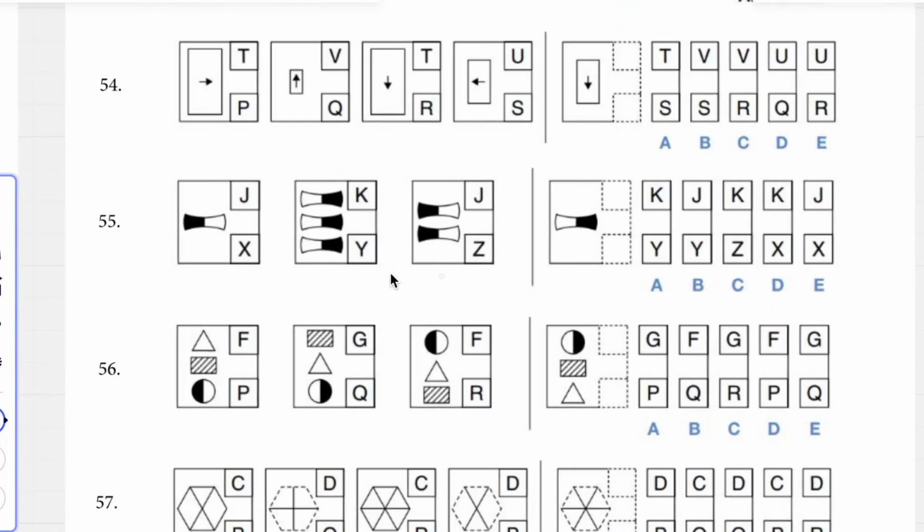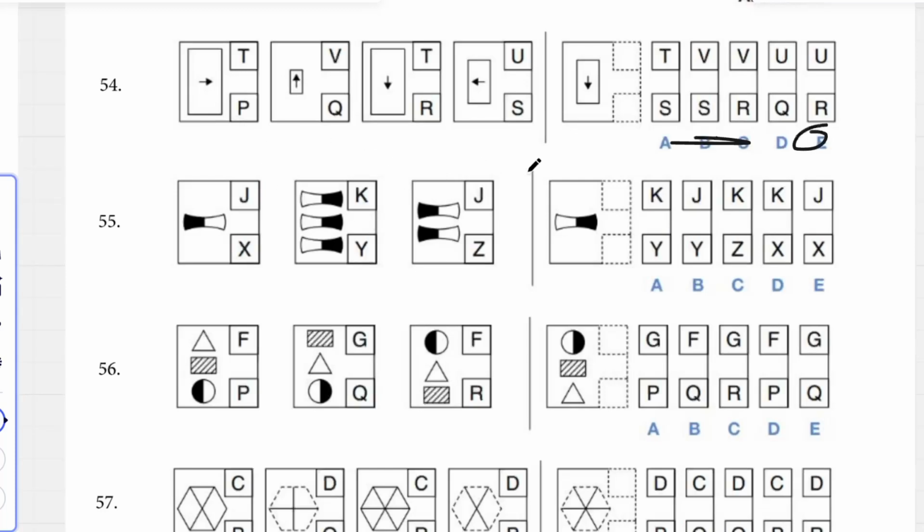Question 54, we have codes. What's in common? We have arrow going down. Which ones are common? T and T, that's the outside shape. We've got a middle shape, so it's going to be U at the top. Then arrow going down, they're all in different directions, so bottom code has to be the direction of the arrow, which is consistent with R.